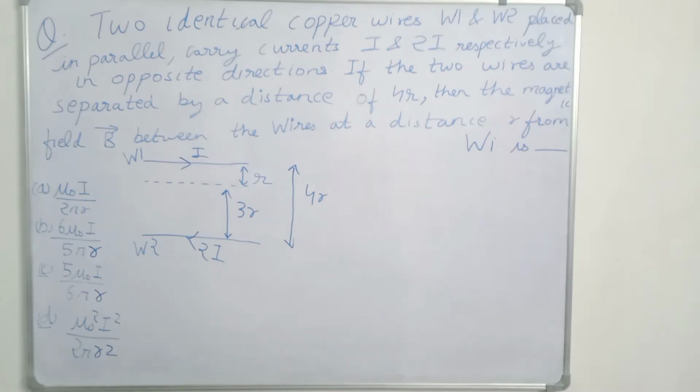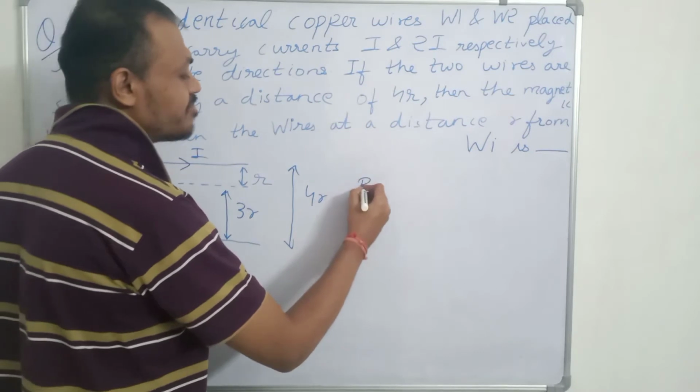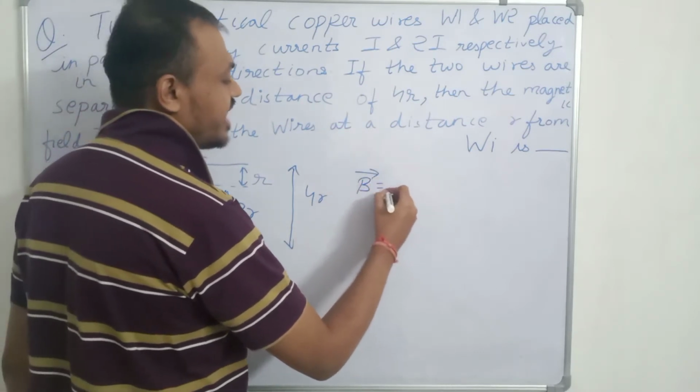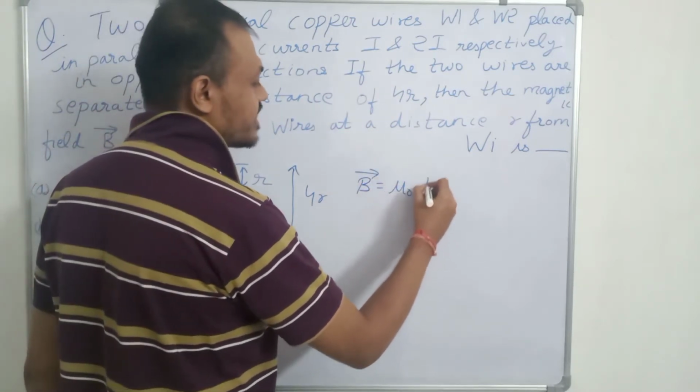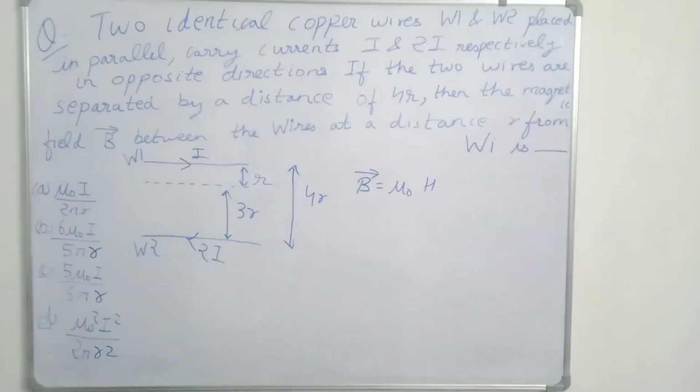So we have to find the value of magnetic flux density. B vector is called the magnetic flux density, and it is equal to mu naught into H, where H is the magnetic field intensity.